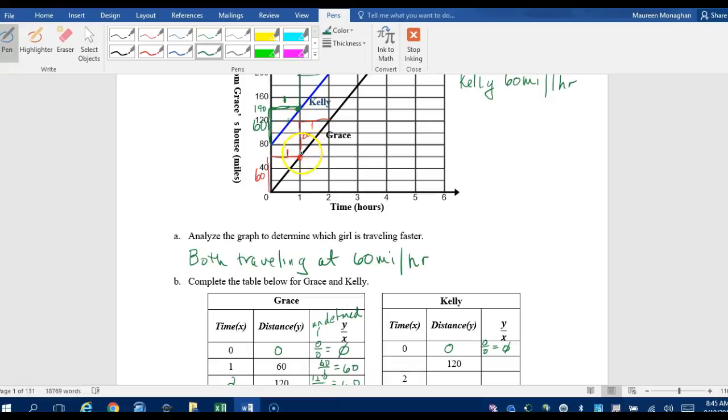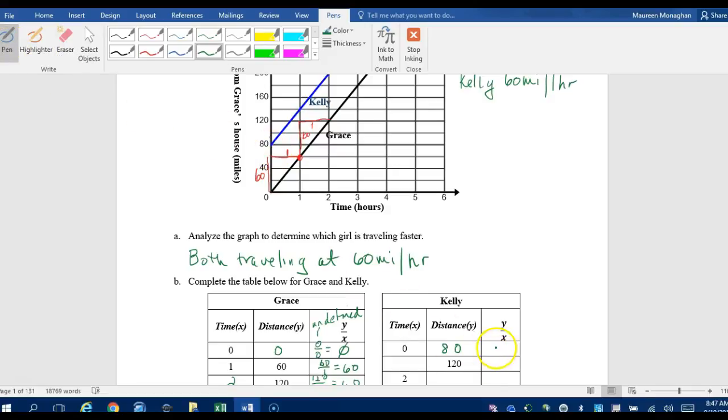let's see. Okay, my bad. I made a mistake here. At time 0 for Kelly, she's already 80 miles closer. I'm sorry about that. Yeah, let's take a look here. Look at this. Kelly is 80 miles closer at 0 hours because she lives that much closer.